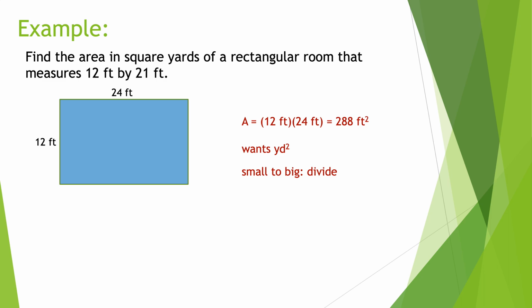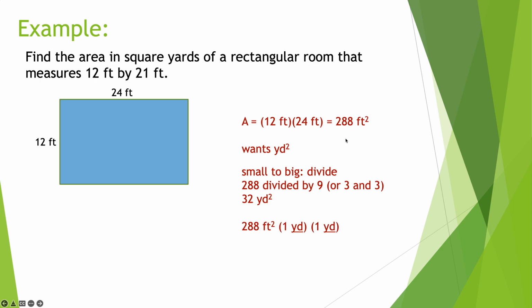Well, the thing is, the conversion factor is 3, right? Because there's 3 feet in a yard. But you actually have to divide by 9 because the conversion factor, feet to yards, is being squared. So 3 squared is 9. Or you could do 3 and then 3 again. So 288 divided by 9 is 32 square yards.